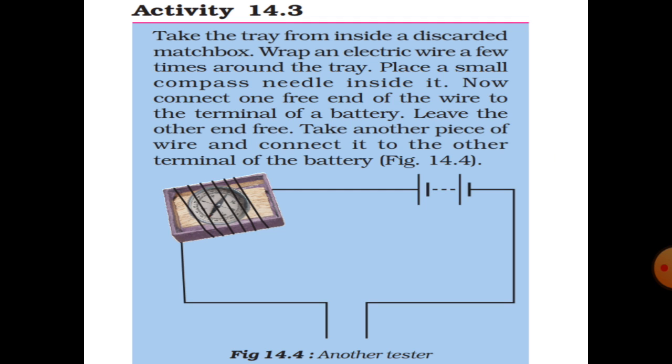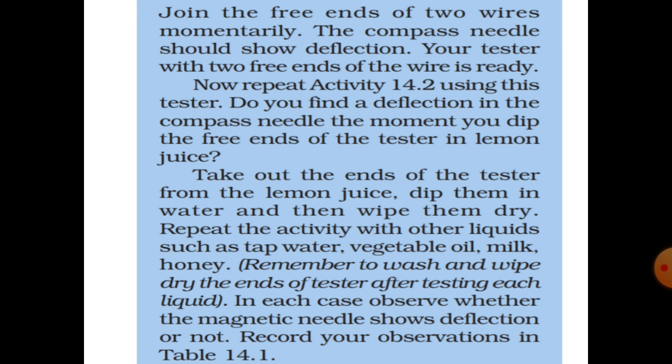उसका डिफ्लेक्शन देखने को मिलता है, जिसने इस तरीके से दिया हुआ है आपको, ठीक है, जिस 7th स्टैंडर्ड में भी आपको दिया था। इस तरीके से बैटरी के साथ इसे लगा देते हैं और जब इसे ऑन करते हैं, करंट पास होता है, तो इसका डिफ्लेक्शन जो है बॉक्स का वो होता है, इसके अंदर जो निडल है उसका। Join the free end of the two wire. Momentarily the compass needle should show deflection, तब वो डिफ्लेक्शन दिखाएगी.